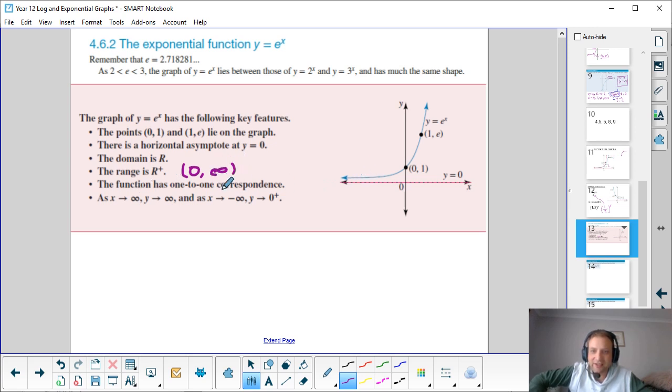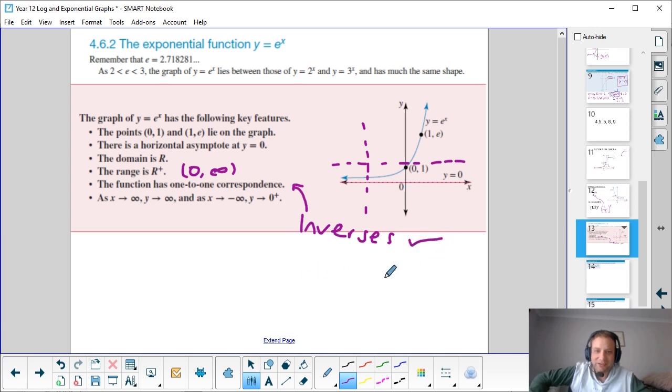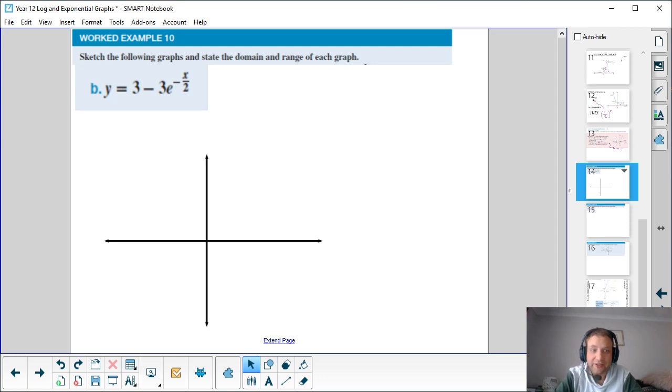And this function does have a one-to-one correspondence. It is a function because it passes the vertical line test, and it's one-to-one because it passes this test as well. What that means for us is that we can have inverses when we're dealing with basic exponentials. Okay, and we might just talk about inverses of exponentials at the end. Let's jump straight into our transformations.